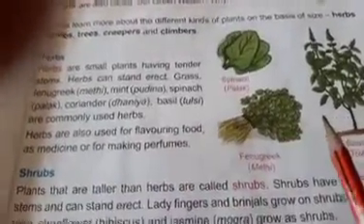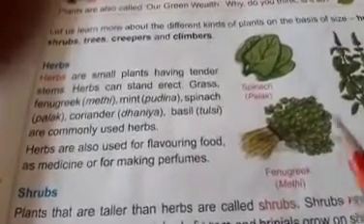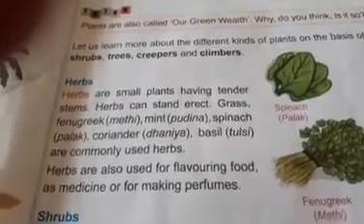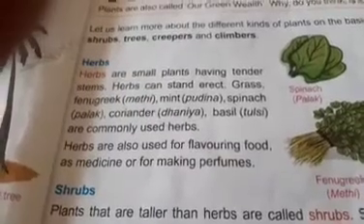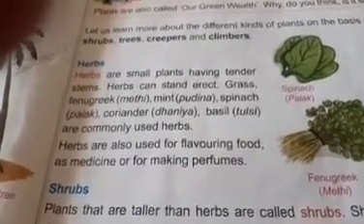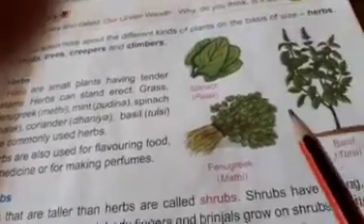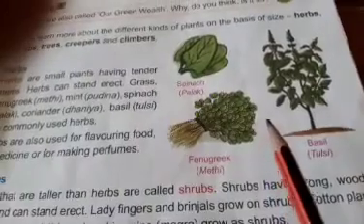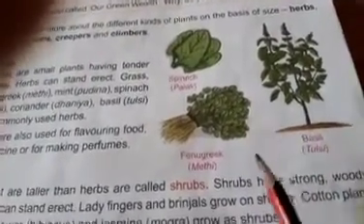In that, the first one is herbs. Herbs are small plants having a tender stem. Herbs can stand erect. Grass, fenugreek, mint, spinach, coriander means dhania, and basil are commonly used as herbs because they have a tender stem.